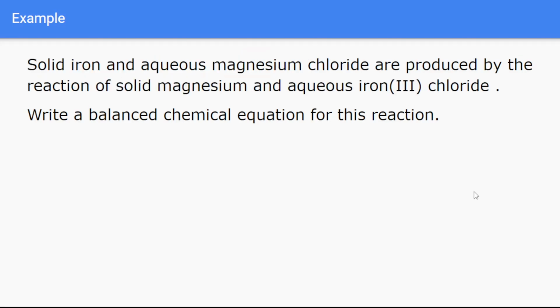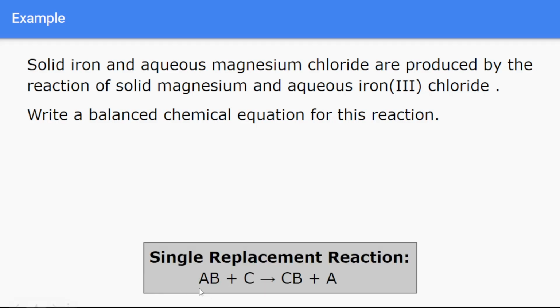Solid iron and aqueous magnesium chloride are produced by the reaction of magnesium and aqueous iron 3 chloride. This is a single replacement because we have a compound and an element that produce a different compound and a different element.